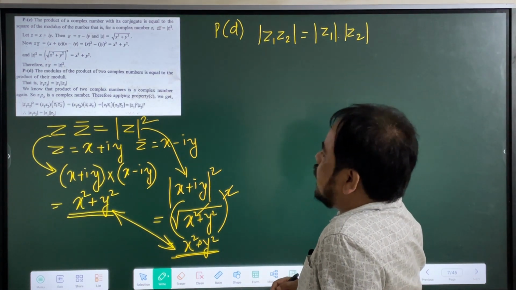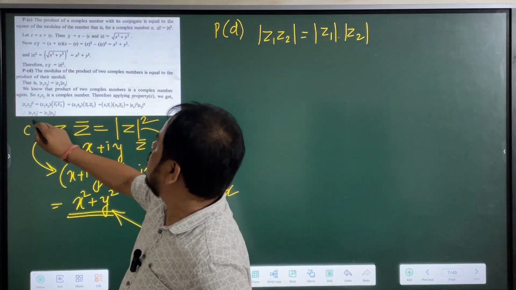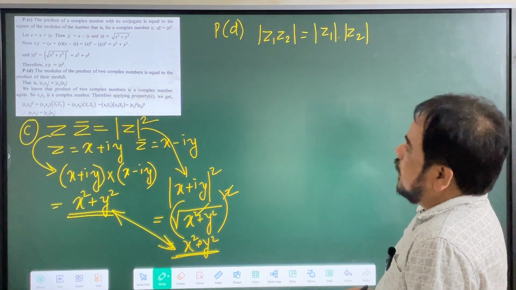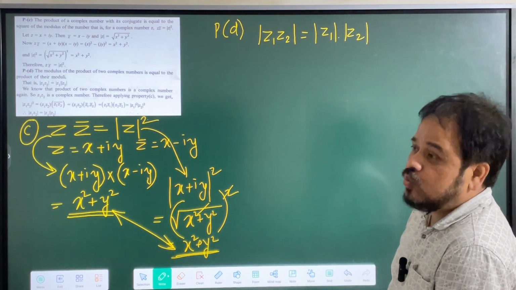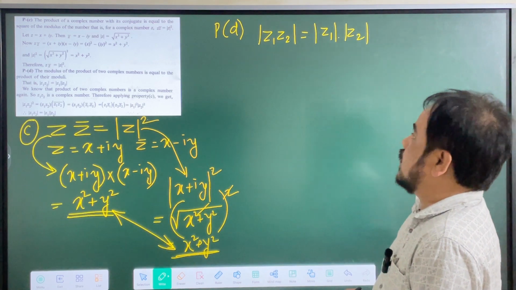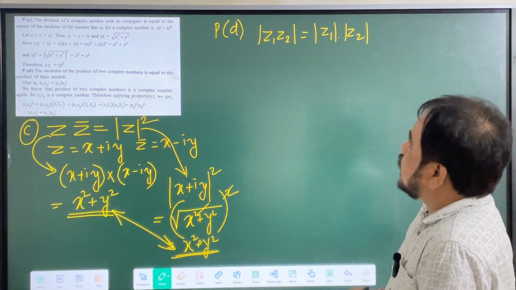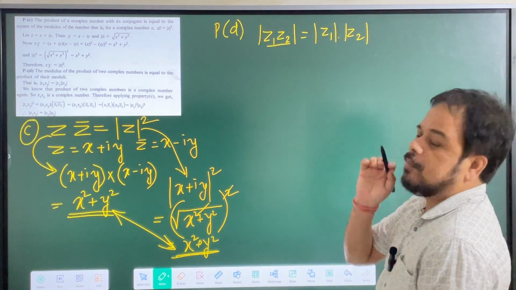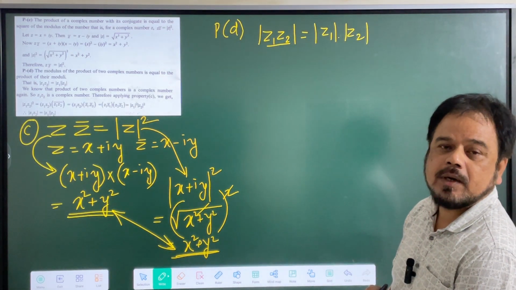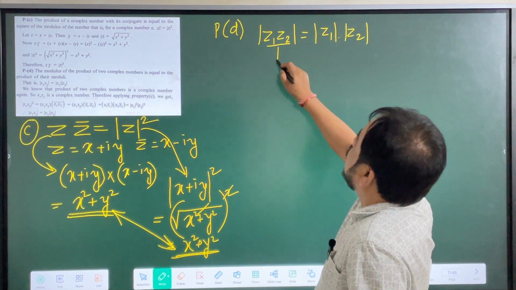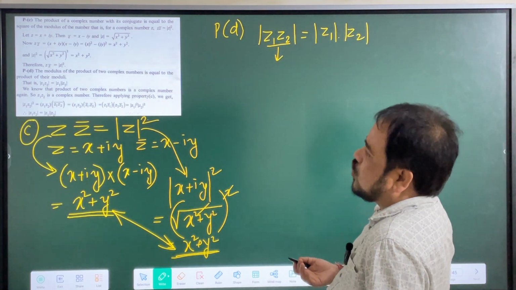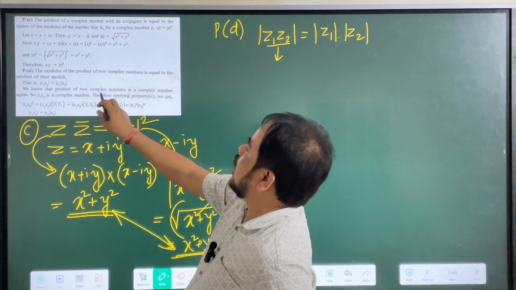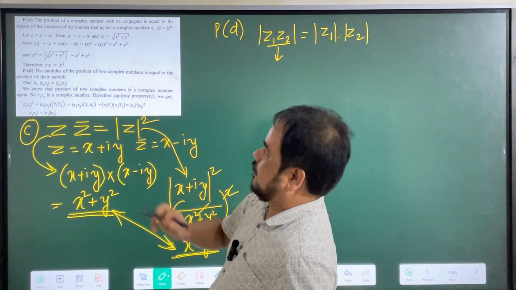Or we can take the help of property number C to prove this. We know that the product, meaning multiplication, of two complex numbers is always a complex number. So Z1 and Z2, if we multiply, we will surely get another complex number. So Z1 Z2 is a complex number. Therefore, applying property C, we get.